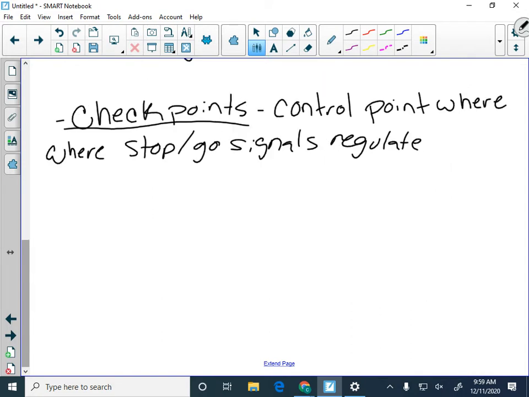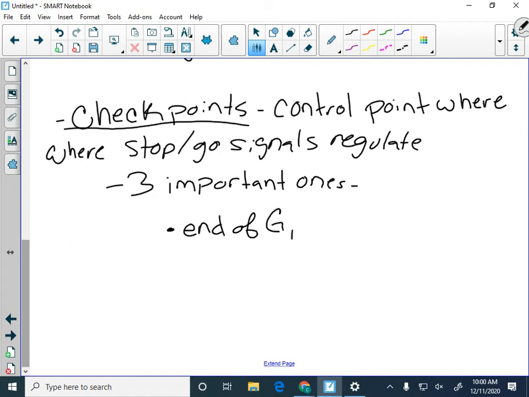And there are three really important ones. There is one towards the end of G1. We have to finish G1 before we can start synthesizing DNA. There is one at the end of G2.